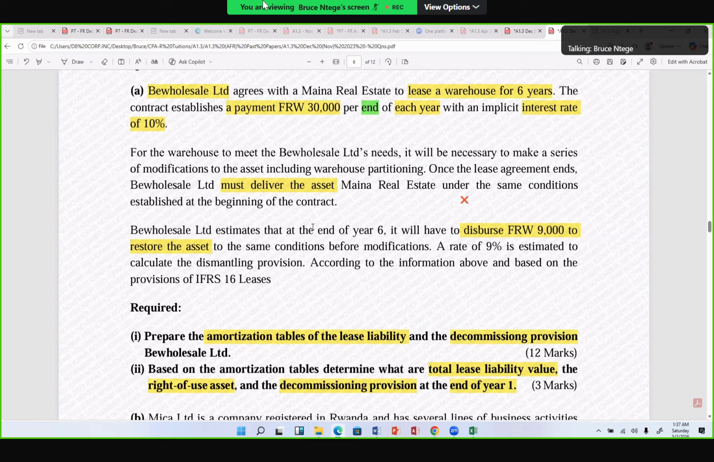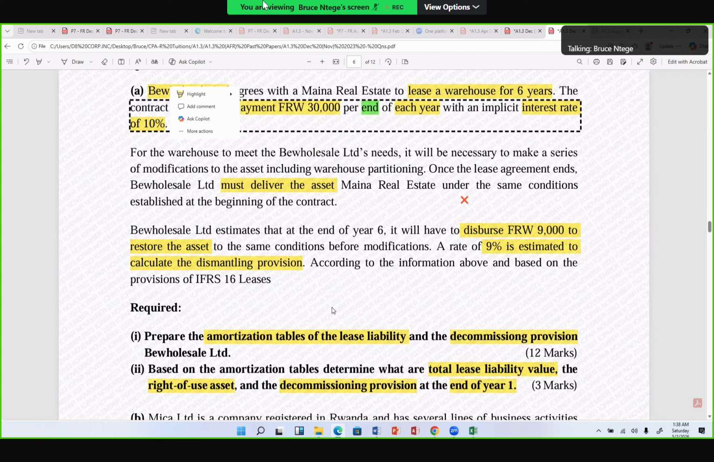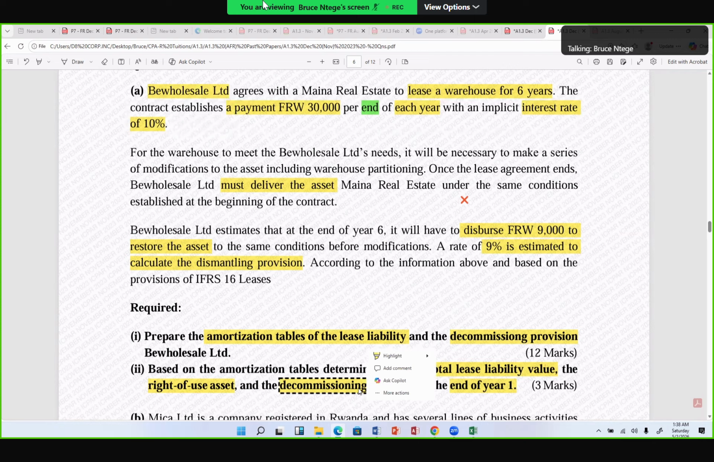They've given us a discount rate of 9%, which we are going to use to determine the present value of that dismantling or decommissioning liability. Please, the 9% is to discount the decommissioning liability, while the lease obligation's interest rate is 10%. So don't confuse the 2 percentages. For the decommissioning provision, it's going to be 9%. For the lease obligation, it's going to be 10%.